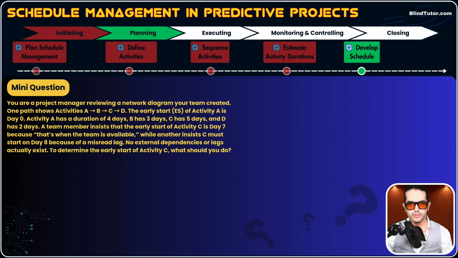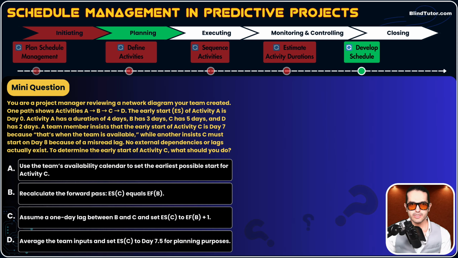A team member insists that the early start of activity C is day 7 because that's when the team is available, while another insists C must start on day 8 because of a misread lag. No external dependencies or lags actually exist. To determine the early start of activity C, what should you do?